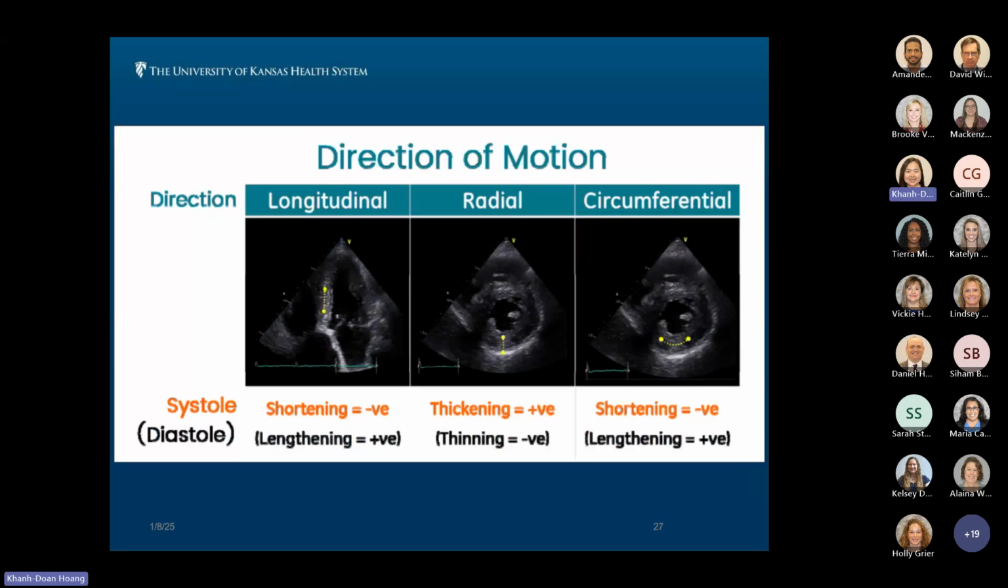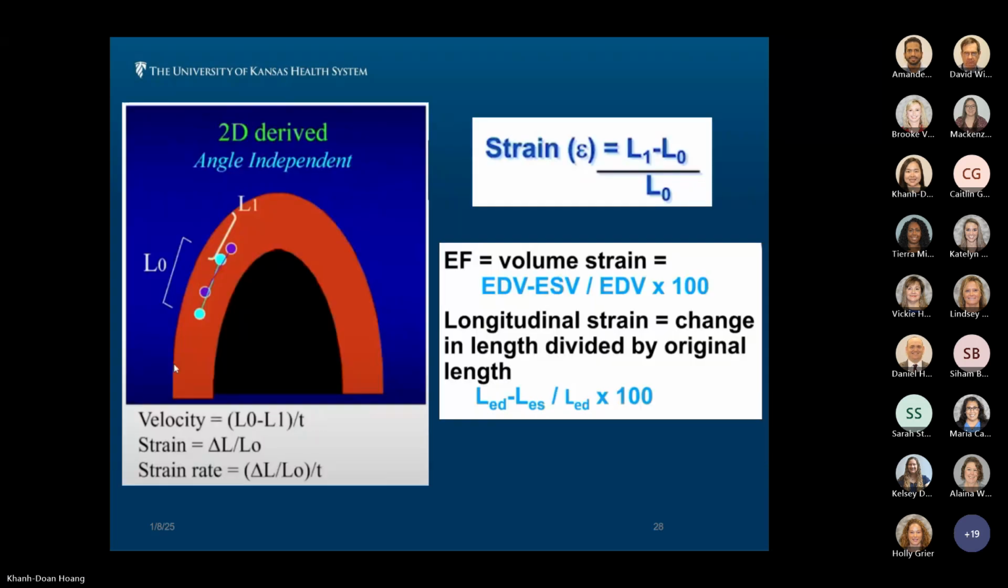And speckle tracking allows us to look at longitudinal, circumferential, and radial parameters of motion, but the reliability and reproducibility of radial and circumferential strain, it's not quite ready for clinical use. So when we look at deformation or strain, we're predominantly looking at longitudinal strain. And longitudinal strain is the change in your object length divided by your original length. And we can also calculate ejection fraction by volume strain as well.